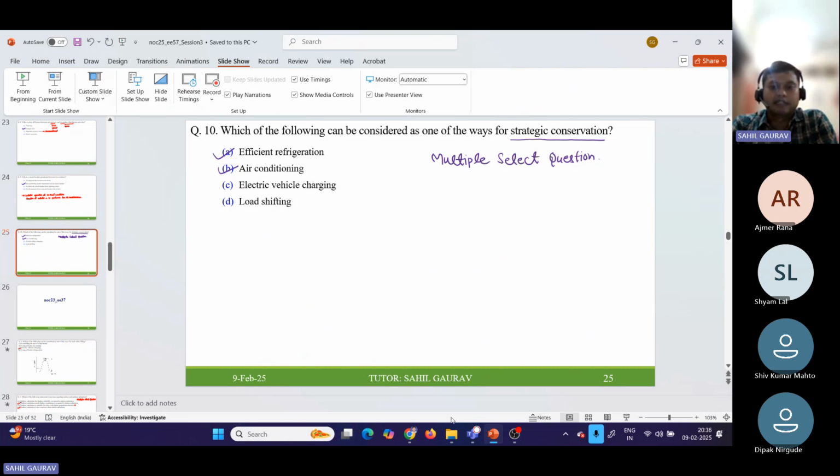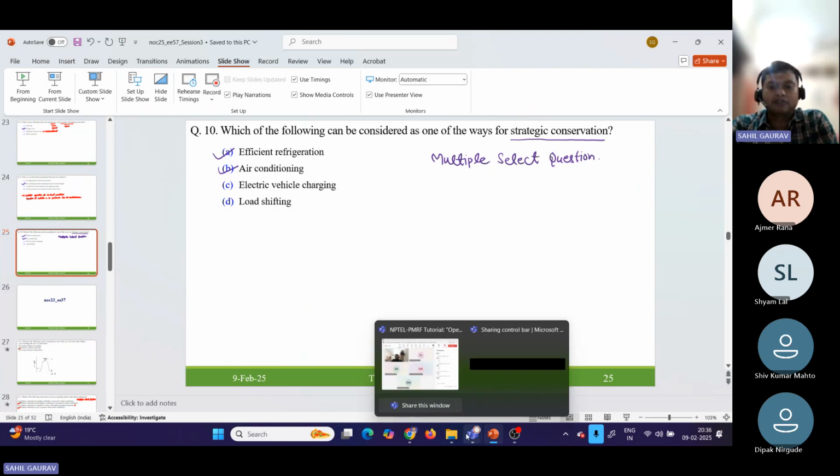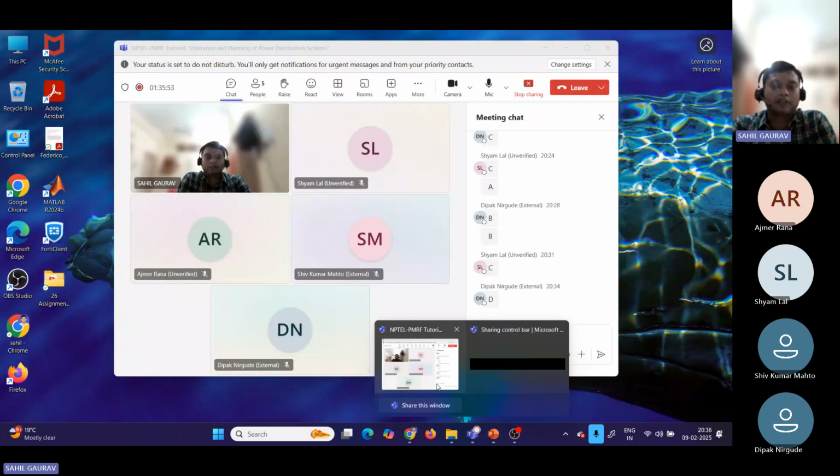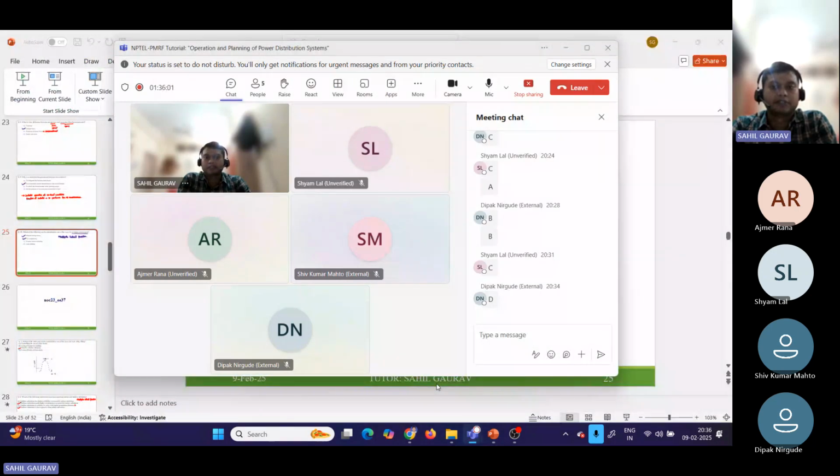Now, I think many of you have a problem regarding this. You are not able to open assignment 3, right? Syam, Deepak, are you able to open assignment 3?